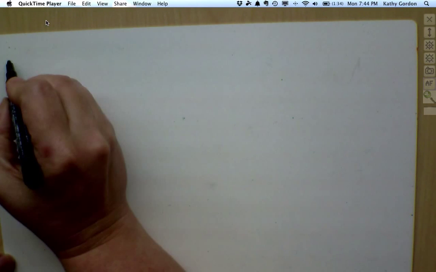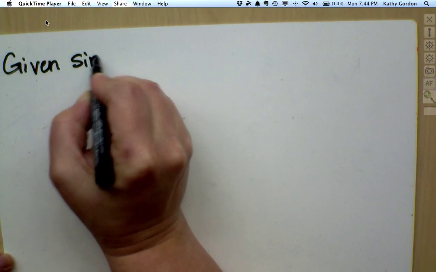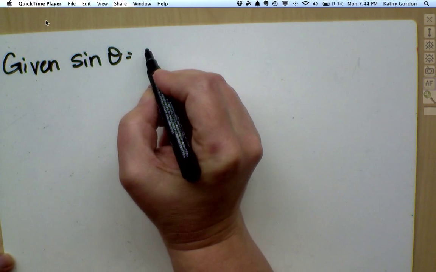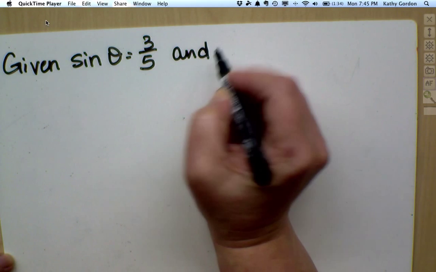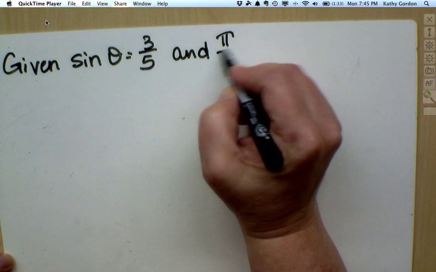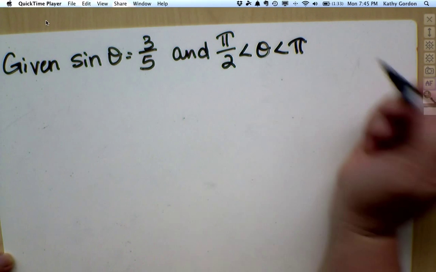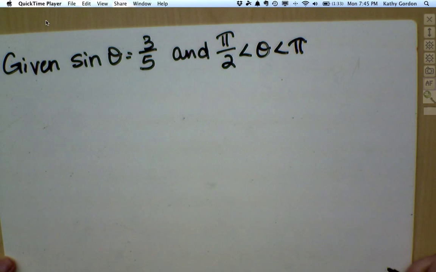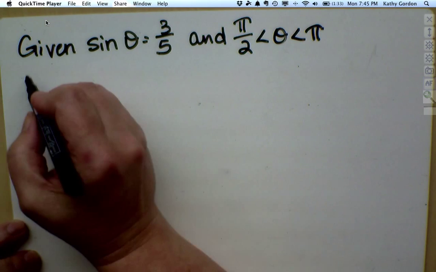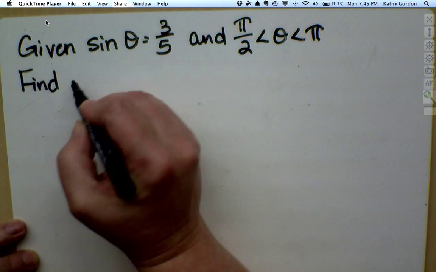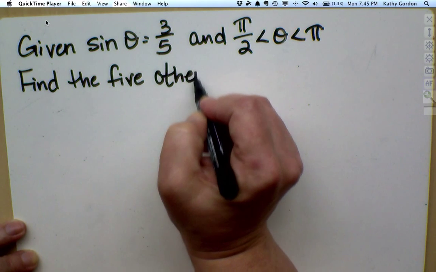So let's say I tell you that the sine of theta is equal to 3/5. And I also tell you that I know that theta is some angle measurement between pi over 2 and pi. Okay? So that's the information we're being given. What we want to find are the 5 other trig functions.